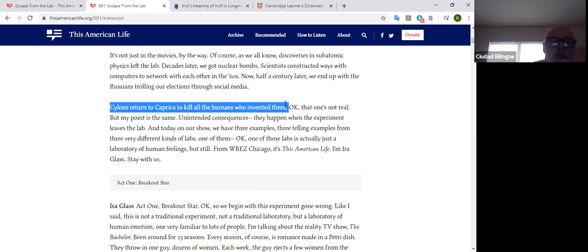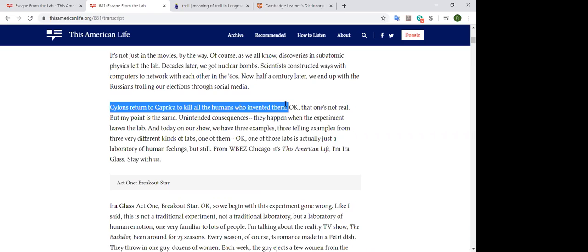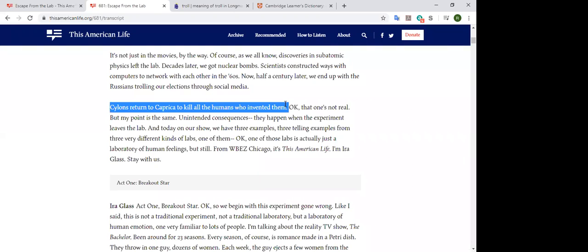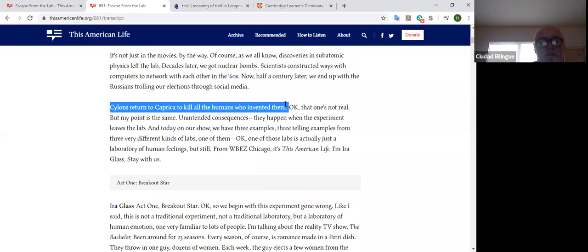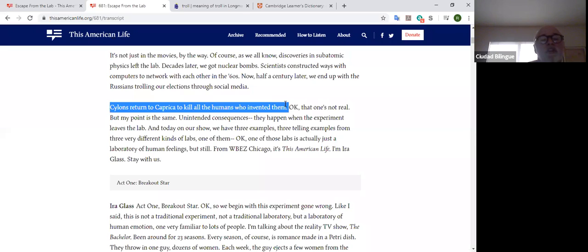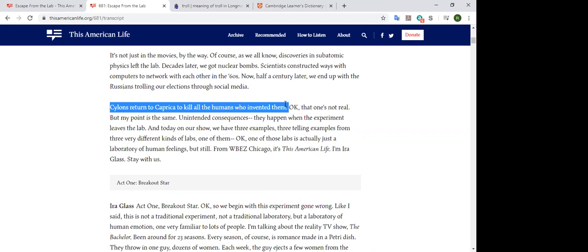Do Cylons return to Earth to kill all the humans who invented them? Again, please. Do Cylons return to Earth to kill all the humans who invented them? No, they don't. Doesn't is for he, she, or it. Okay. So where do the Cylons return to kill all the humans who invented them? Cylons returned to Caprica to kill all the humans who invented them. Okay, good.